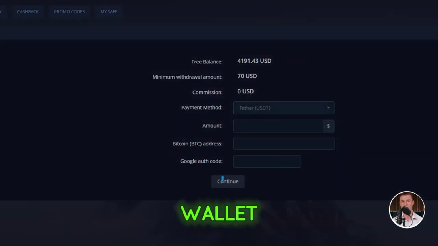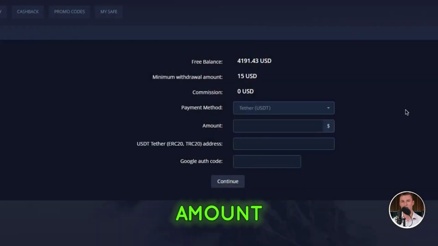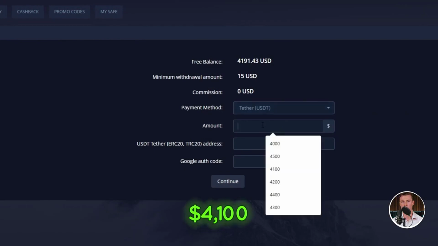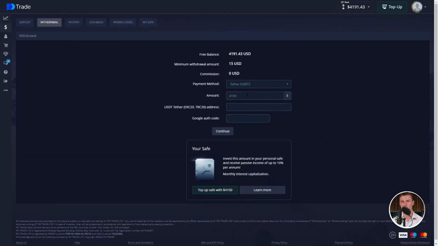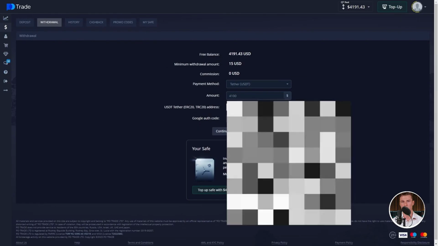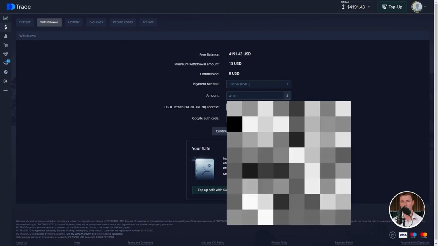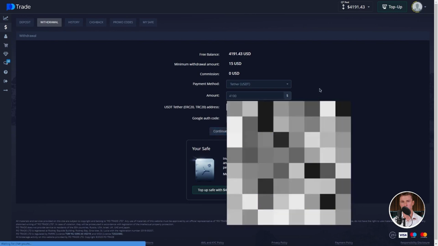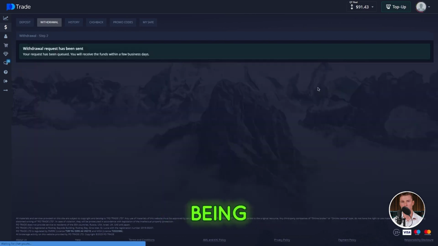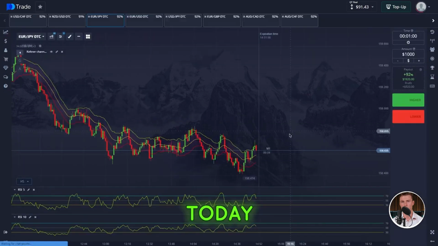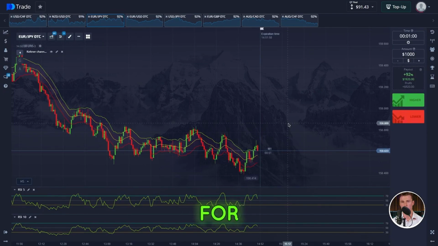We select a wallet and select the amount of $4,100. Our operation is being successfully performed. We have such an interesting trade today. We have recorded a great result for today.